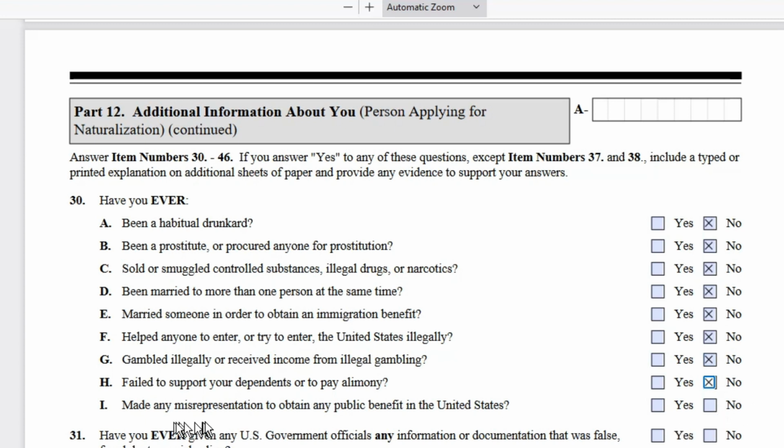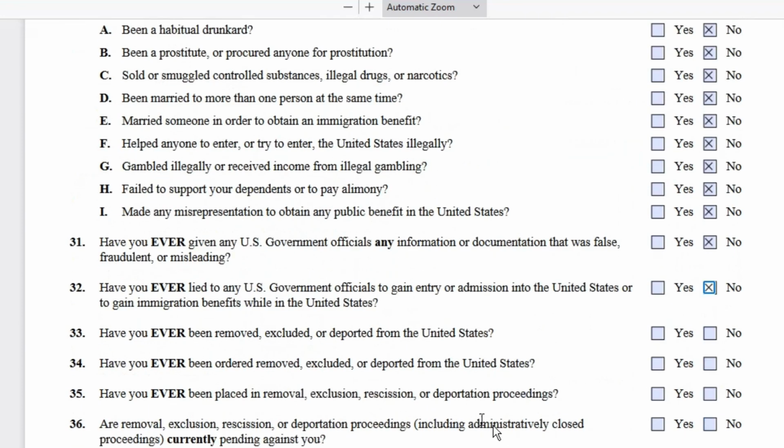Okay. Made any misrepresentation? So if you lied to enter the United States, okay, this is where it gets tricky. Some people did lie to enter because they are going to file asylum later. So you might have to explain that in case you are. It's only if you obtain your green card through asylum that you might have this situation. Have you given any false information? Probably not. And have you ever lied to the government? No, you better not, because it's a crime.